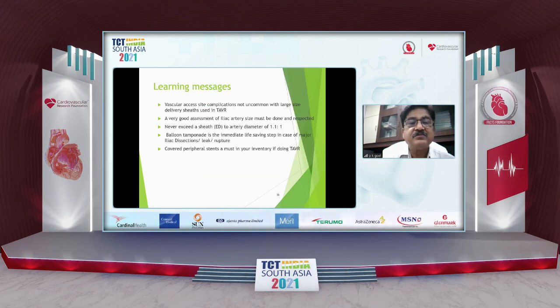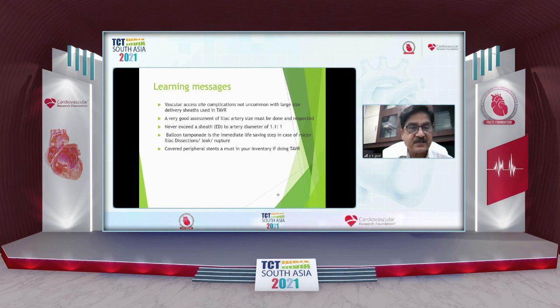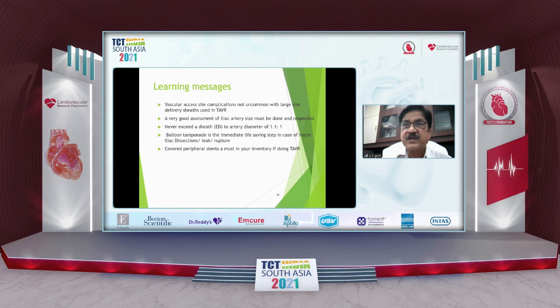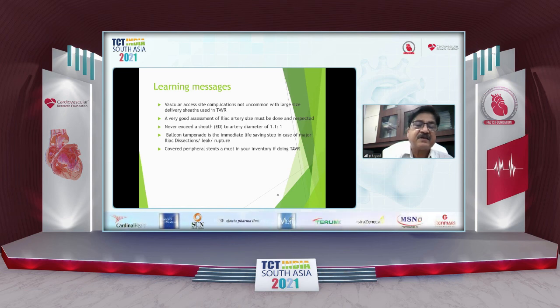So friends, the learning messages: in the iliacs, you have to be very careful of these iliacs. It was good that I had this in my initial part of experience. This case is about 3.5 to 4 years old, more than 4 years old, I think. Vascular access site complications are not uncommon with large size delivery sheaths used in TAVR, but now the delivery sheaths have come down. We don't use 24, 22 French anymore. Even for the Myval valve, they have come down to 14 and 18 French with the Python sheath.